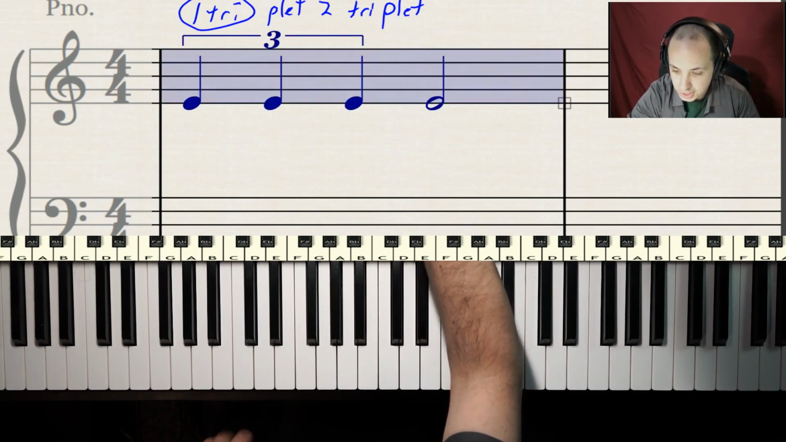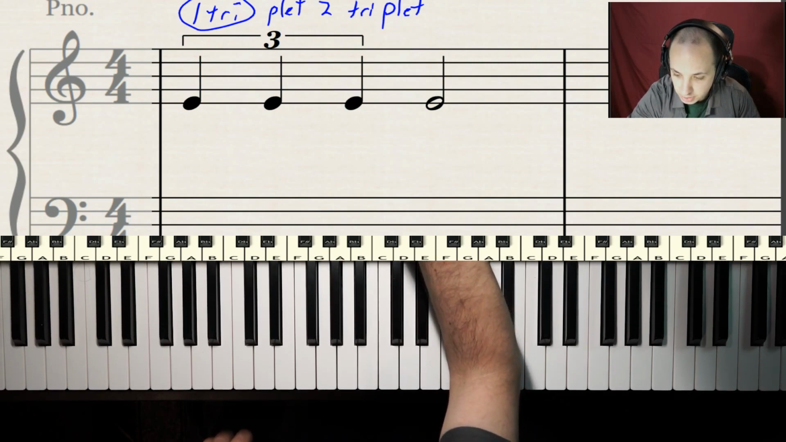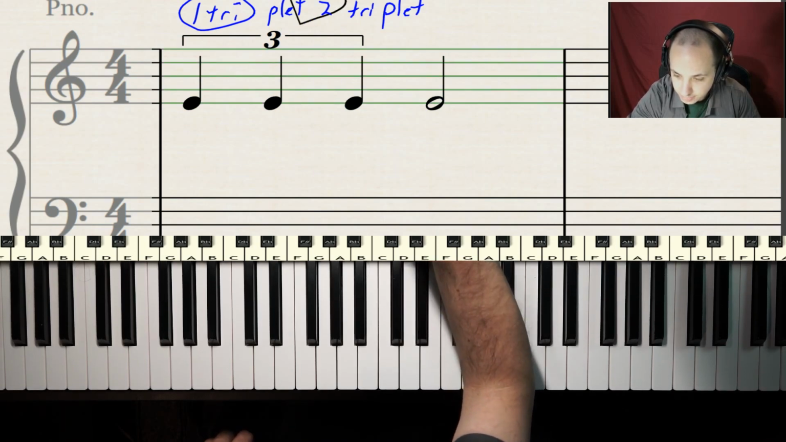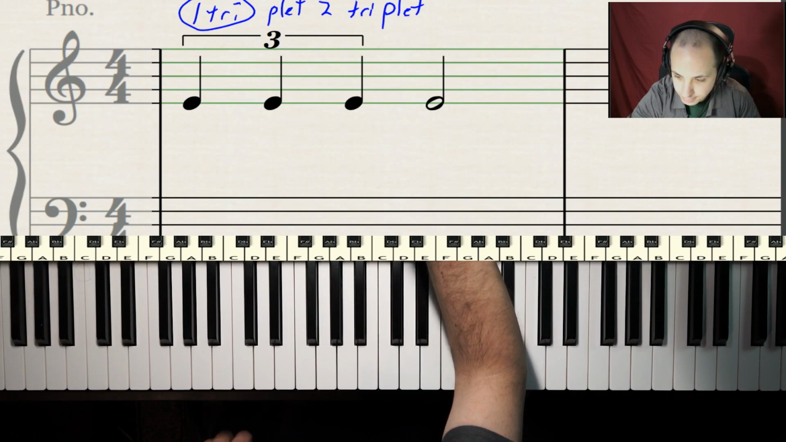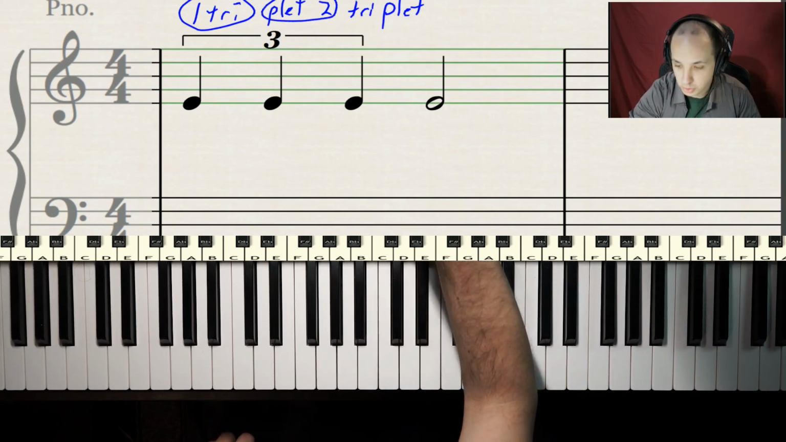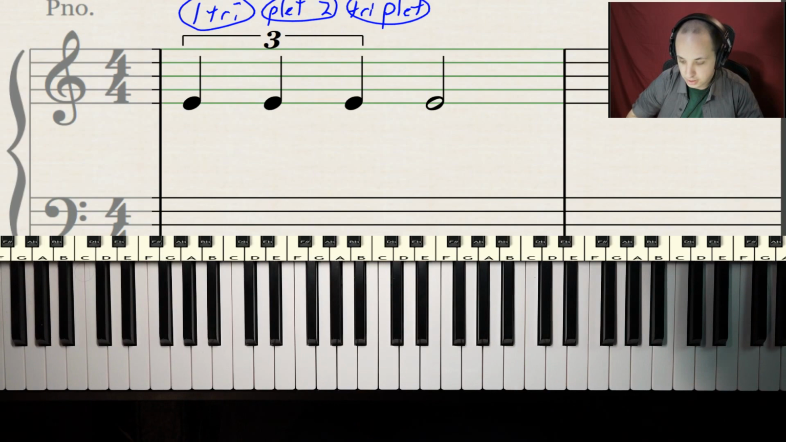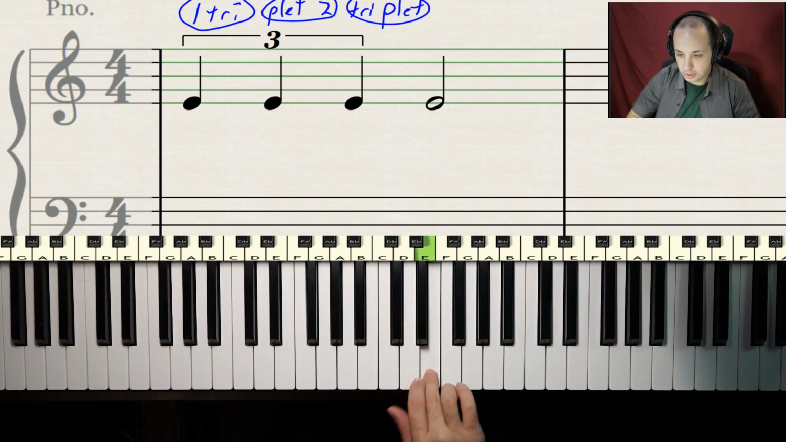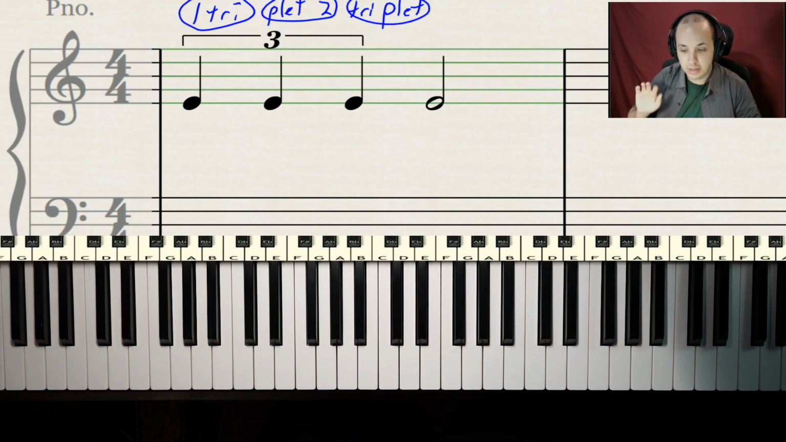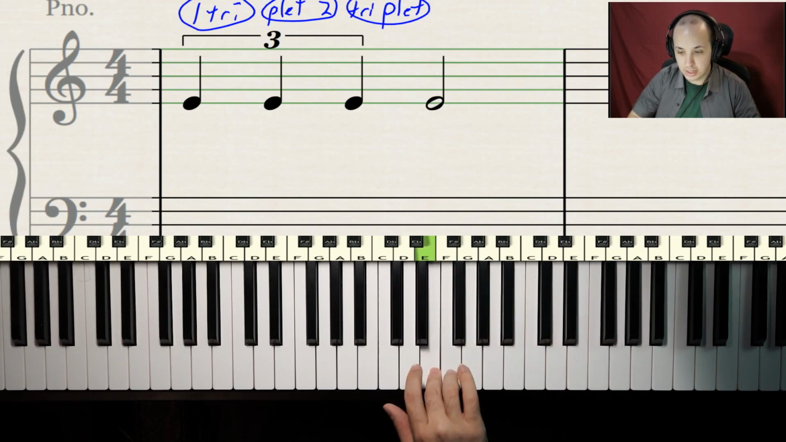So we got 1 tri, and then the next part of the triplet will be plet 2. And then the next part will be triplet. So you have 1 triplet, 2 triplet, and that's how you count it. 1 triplet, 2 triplet. So in the value of a half note, I've counted a triplet. 1, whoops. So they're a little tricky. 1 triplet, 2 triplet, 1, 2. Just like that.